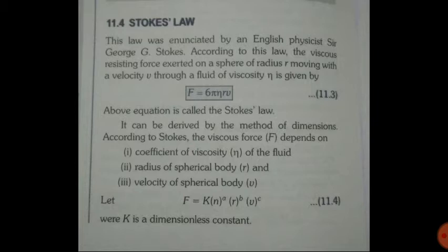So when any object which is spherical in shape, having radius r, is moving with a velocity v through a fluid whose viscosity is eta, then the viscous force, which is the resisting force F, is given by 6 pi eta r v.